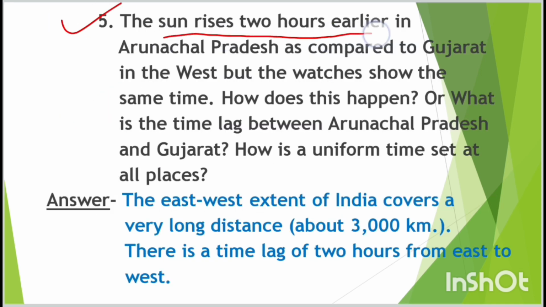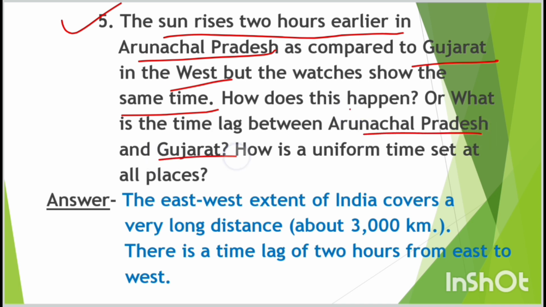The sun rises 2 hours early in Arunachal Pradesh as compared to Gujarat in the west, but the watches show the same time. How does this happen? What is the time lag between Arunachal Pradesh and Gujarat? How is a uniform time set for all places?